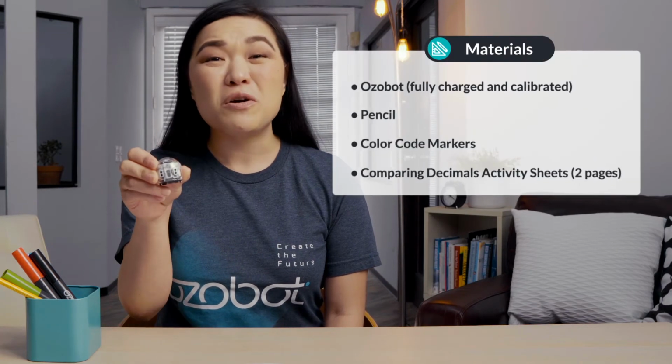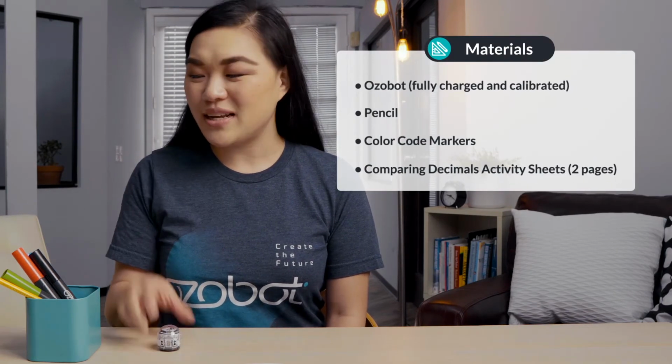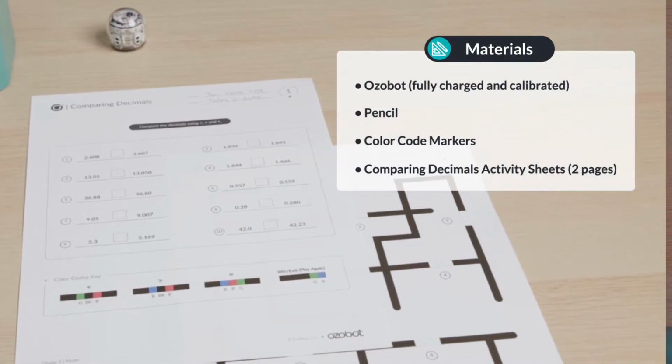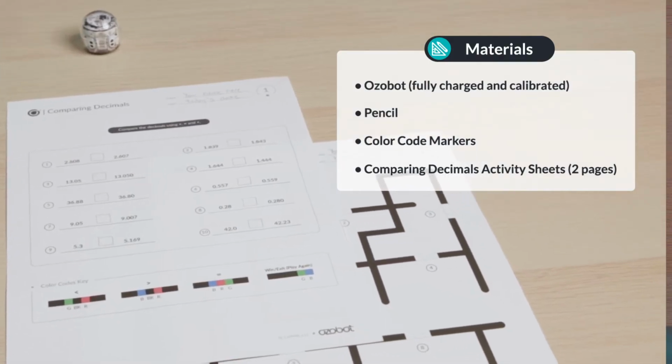Ozobot needs your help to get to school. You will compare decimal numbers to determine the missing color codes that program Ozobot to correctly follow the path to school. For today's lesson, you will need an Ozobot fully charged and calibrated, color code markers, a pencil, and your comparing decimal activity sheets. There are 2 of them.